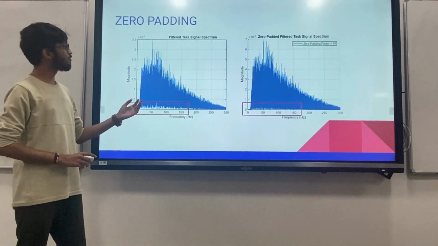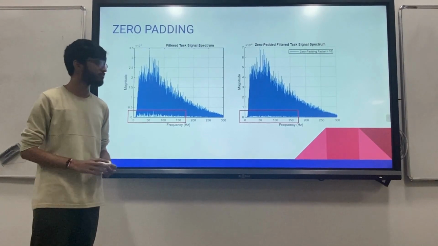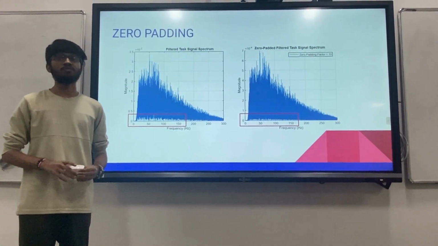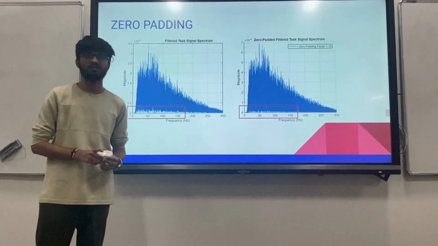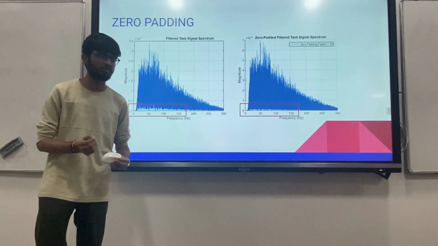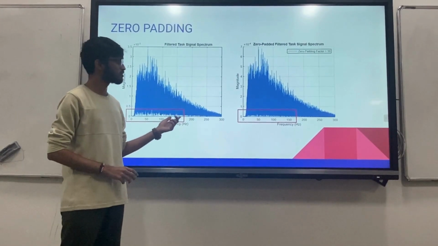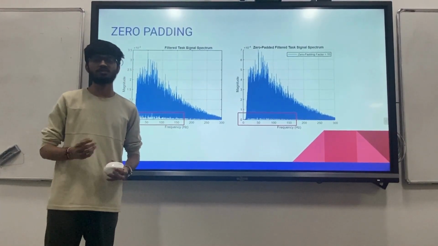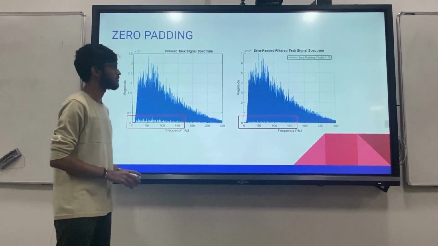So what we do in zero padding is basically we add some number of zeros at the end of the signal. What it will do is it will increase the length of the DFT, which in fact will improve the resolution, because as we know, resolution is inversely proportional to the number of DFT points which we are using.